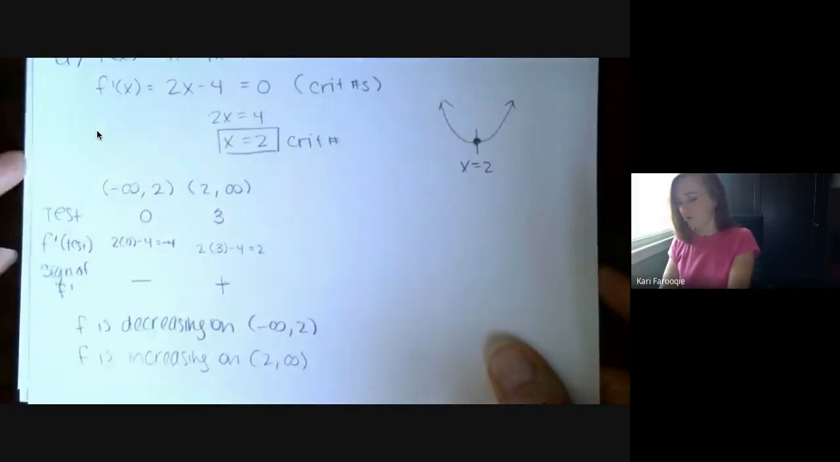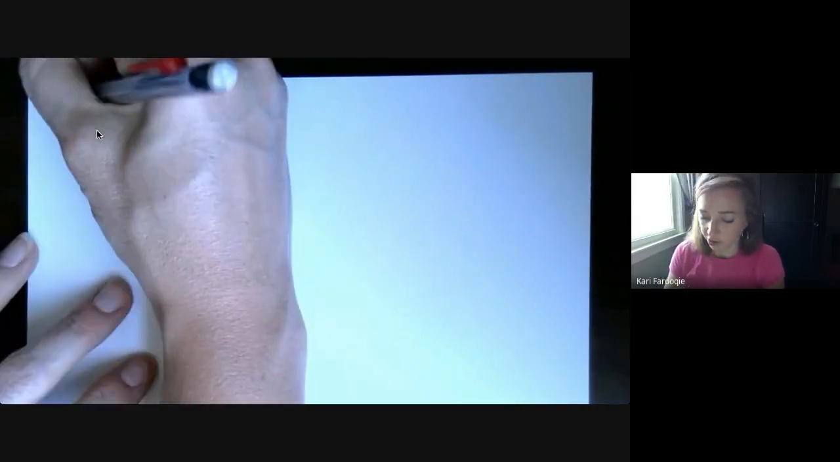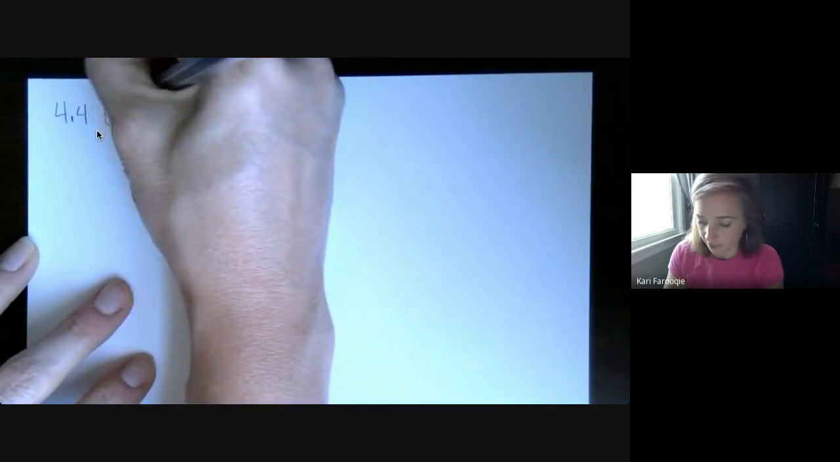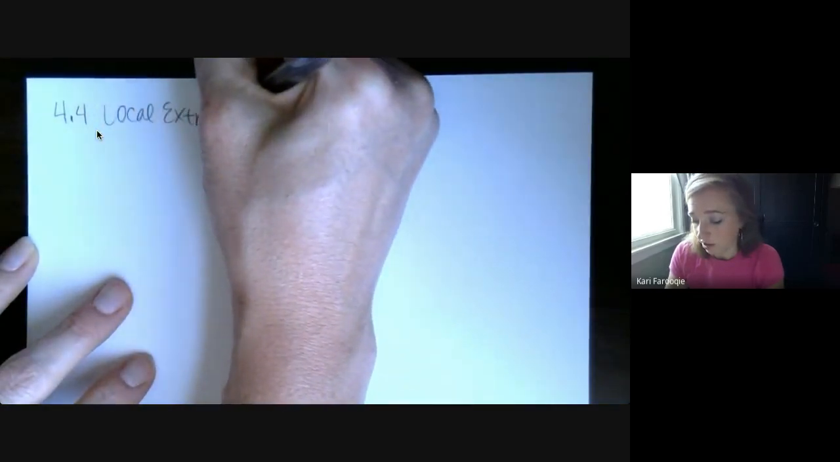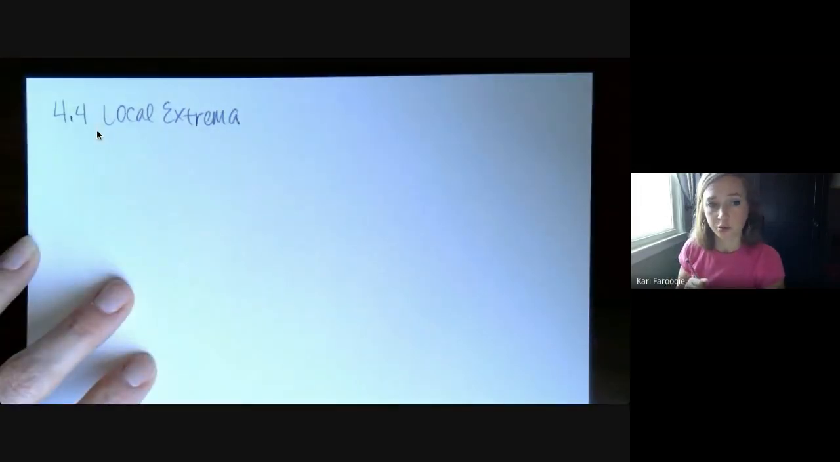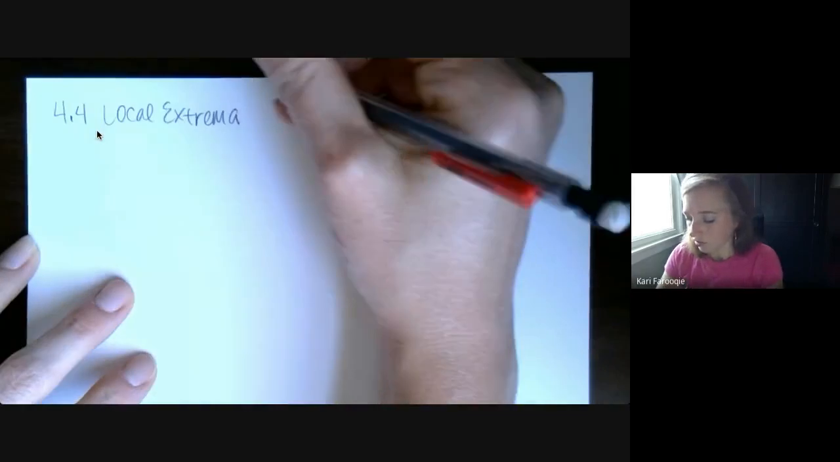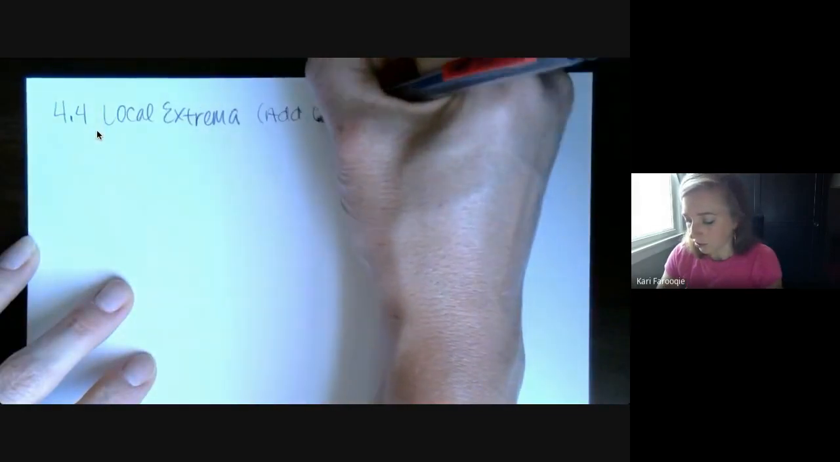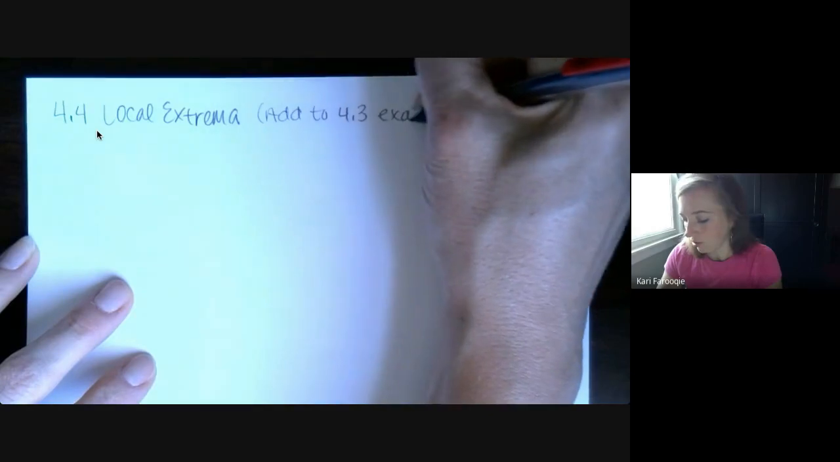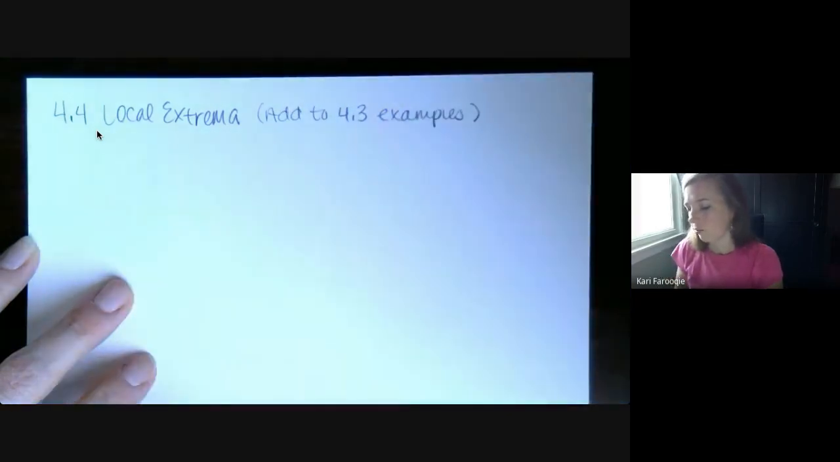Okay, so we're going to come back to this. And I'm going to pull all this in with 4.4. I know this is like the only time I'm going to do something so strange like this. You've never seen me do anything strange. Come on. From 4.4, local extrema. We're going to talk about concavity next time, but I'm going to pull in the local extrema piece here. Okay, so we're going to add this to our 4.3 notes. Add this to 4.3 examples. Let's just say that.